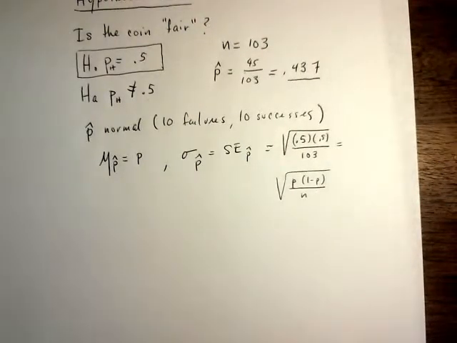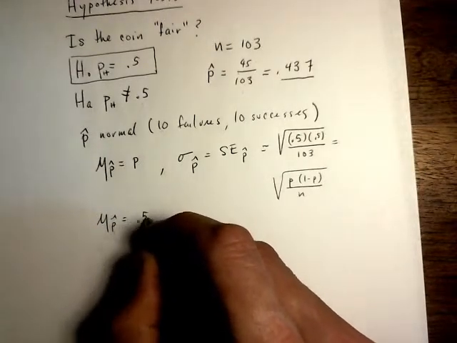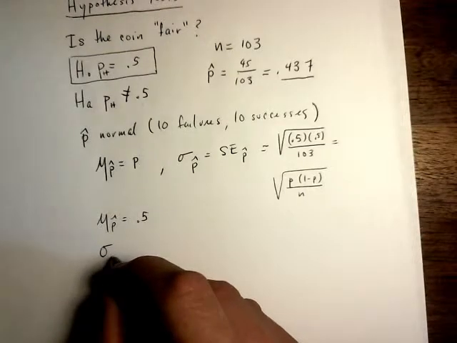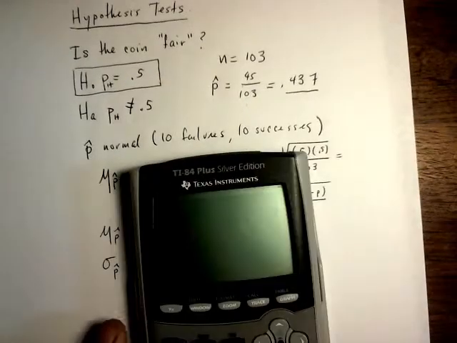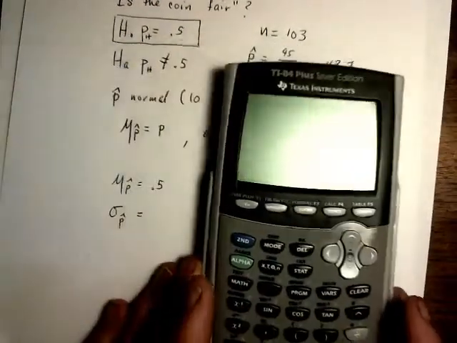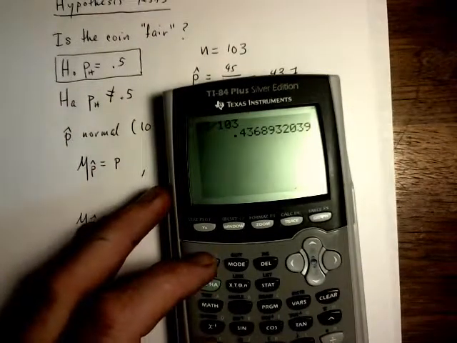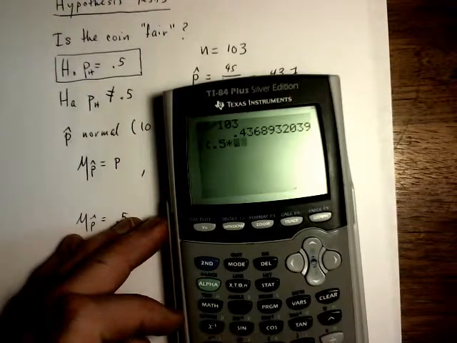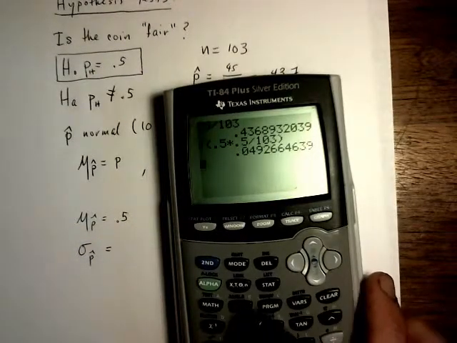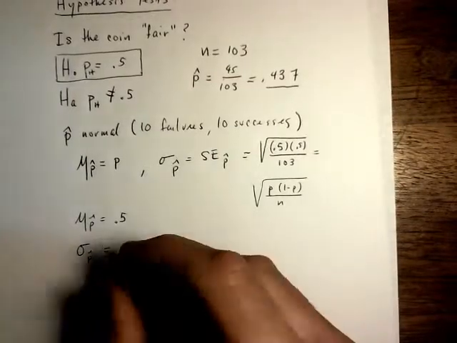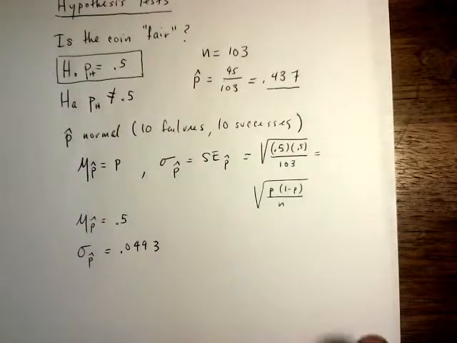So for our sample, we ended up with a mean of p hat, which is equal to 0.5. We ended up with the standard error of p hat, standard deviation of p hat, which is equal to the square root of 0.5 times 0.5 divided by 103, about 0.0493. So what, you ask?